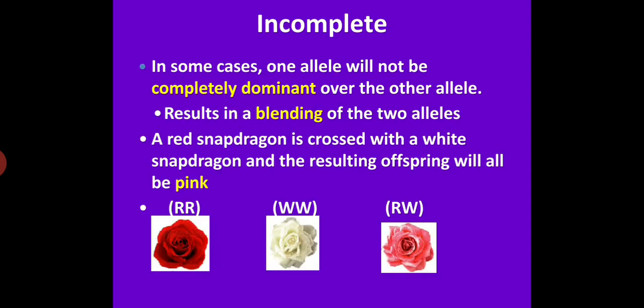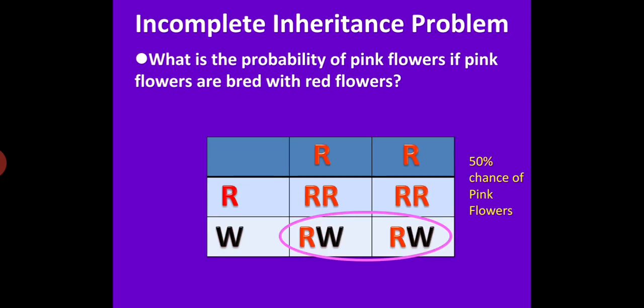In some cases, one allele will not completely dominate over the other allele. That results in a blending of the two alleles. For example, a red snapdragon is crossed with a white snapdragon. The resulting offspring will be pink in color instead of red due to the incomplete dominance.